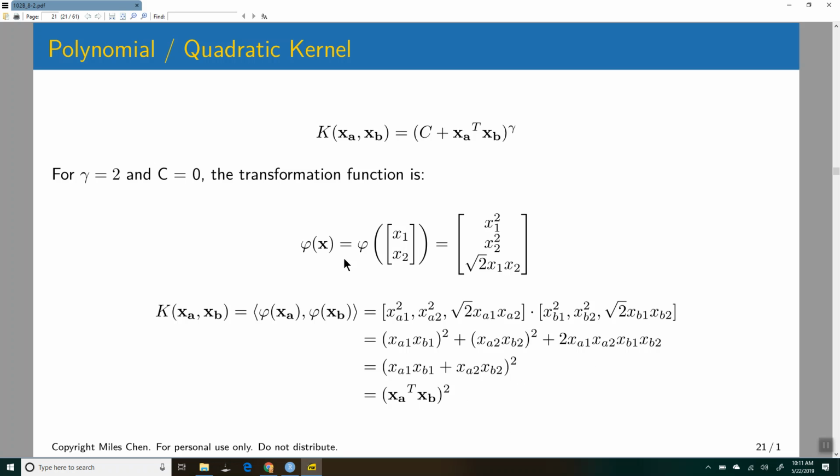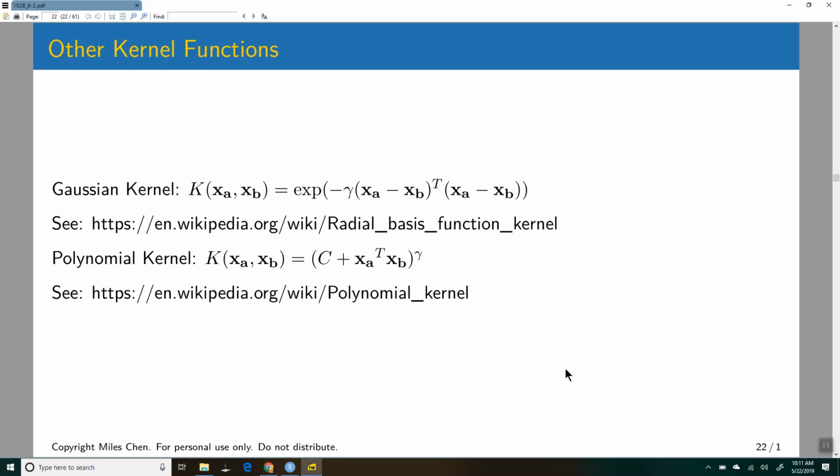Again, this is just to emphasize that the kernel function is basically the inner product after you've applied some kind of transformation function. But it's not even necessary to apply the transformation function. You can read more about the polynomial kernel.